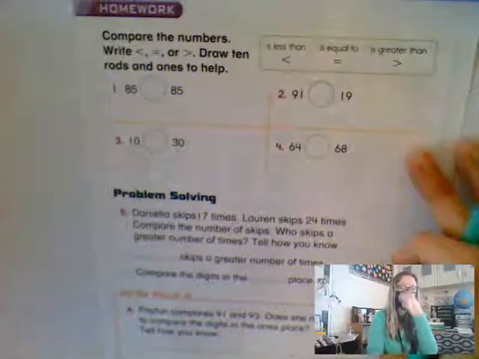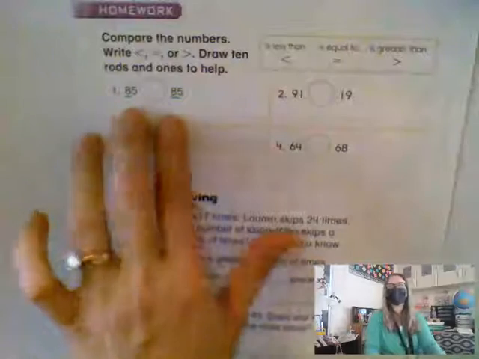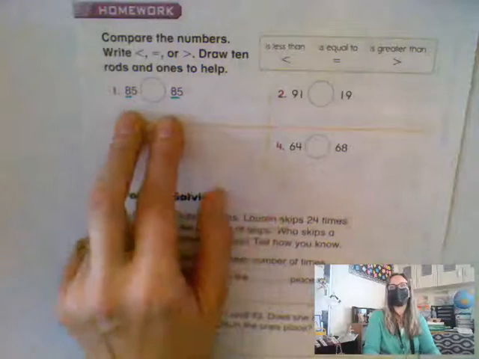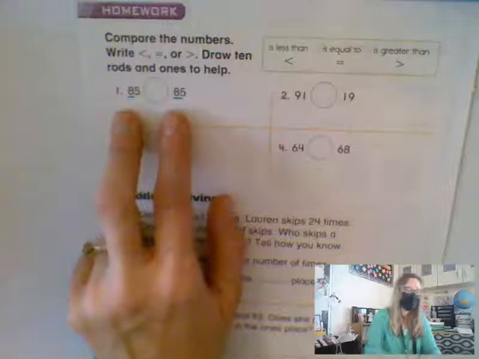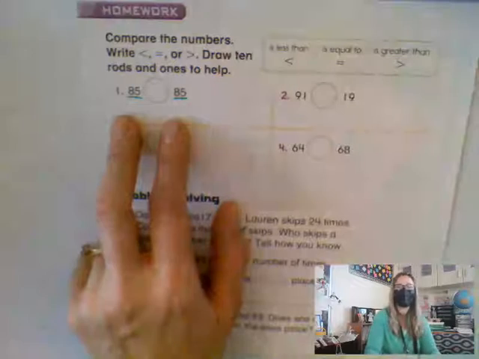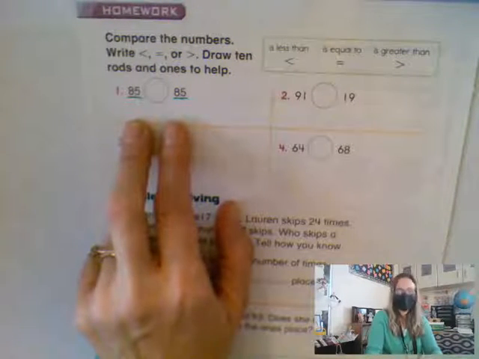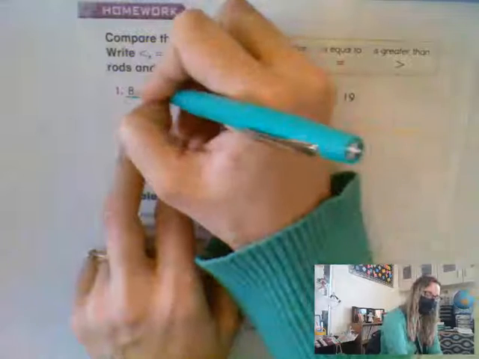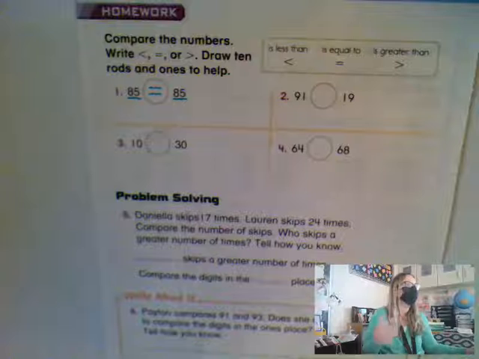All right, let's take a look at number 1. Connor, I'm going to start by looking at my tens. Here I have an 8 and an 8. So which one's the bigger number? Oh, they're the same. So what do I have to do? Go to the ones. Now I have a 5 and a 5. They're equal. So in that circle there, put the equal sign. 85 is equal to or the same as 85.